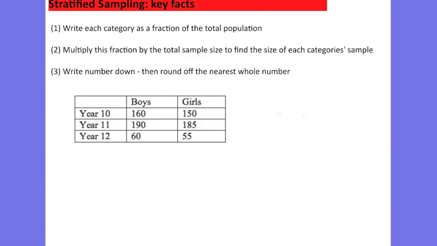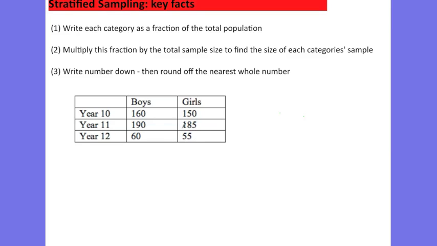A further method for sampling is known as stratified sampling. Stratified sampling is sampling where each category is proportionally represented in the sample. So if we just take a look here at the table given, we have the table split into the categories for girls and boys and the different year groups. So if the head teacher of your school wanted to know what the students thought about the amount of homework you get, the food in the school canteen, instead of asking 2 boys from year 10, 2 boys from year 11, 2 from year 12, 2 girls from year 10, etc., this sampling would mean that each of the categories would be represented proportionally.